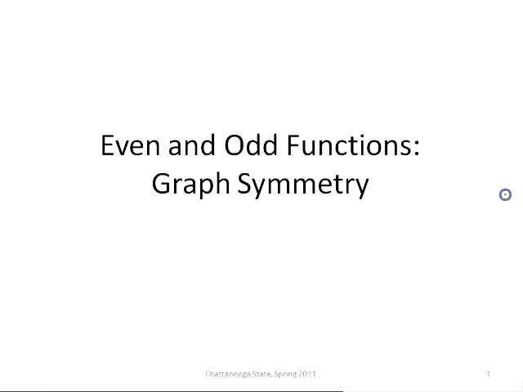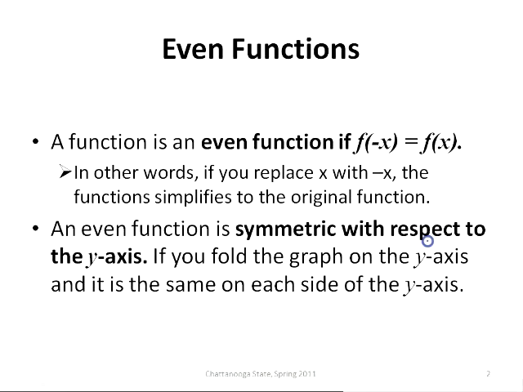Even and odd functions and graph symmetry. An even function is a function where if you replace the x with the opposite of x, the function will simplify to the same as the original function. The graph of an even function is going to be symmetric with respect to the y-axis.